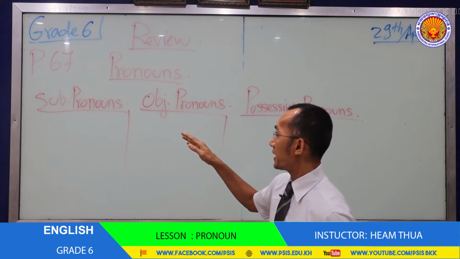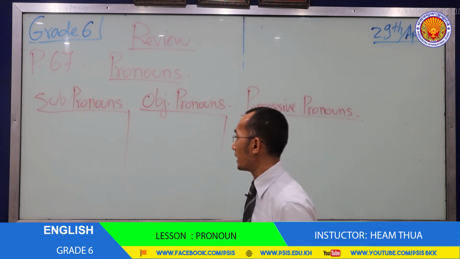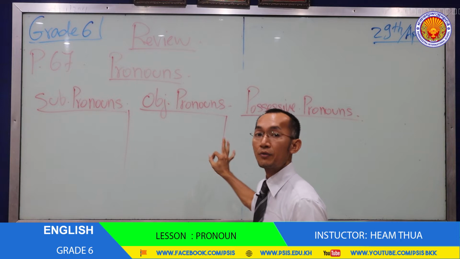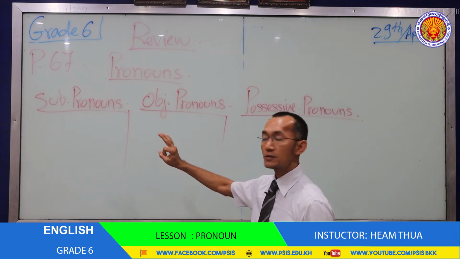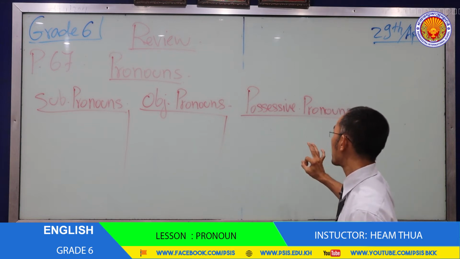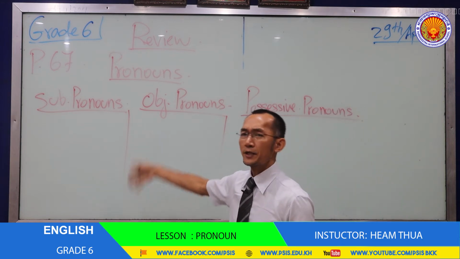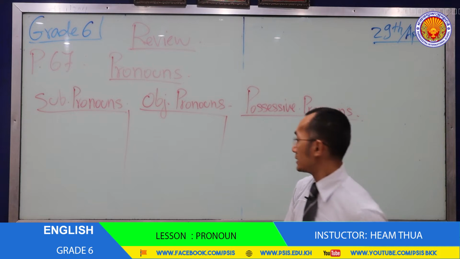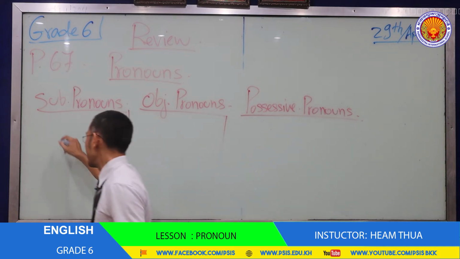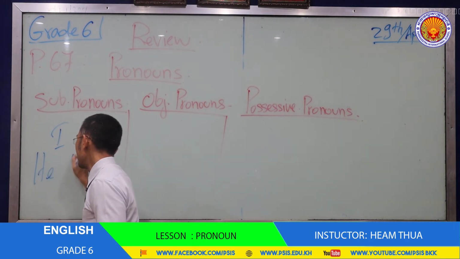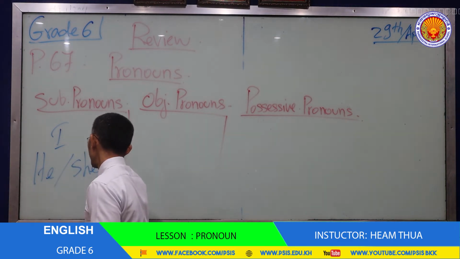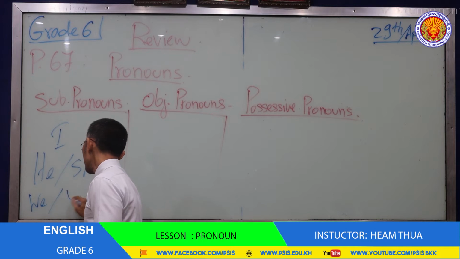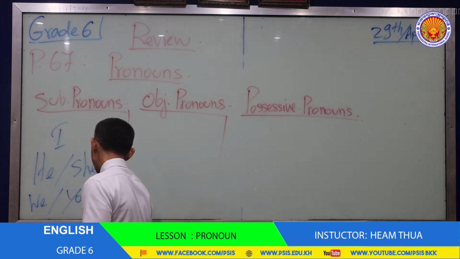I start to review from page 67, talking about pronouns. And you know already pronouns can be separated into three parts. We call them subject pronouns, object pronouns, and possessive pronouns. So you completed it already, I'm sure. Subject pronouns, you may put the words I, he, she, and it, right? And we, you, they. Okay?